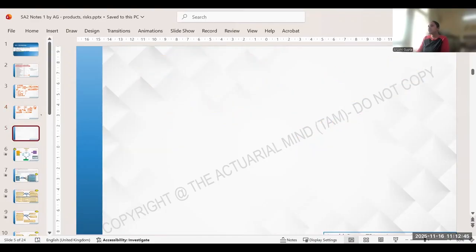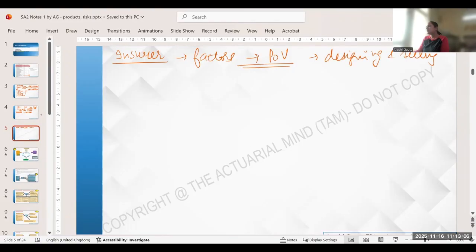Now, if I talk about the insurer, what do we think? For any product, what are the factors that the insurer is going to think of, in deciding whether they should launch a product, design it, sell it, etc.? So what are the factors that they will think of in designing and selling a product? Profitability. Yes, it's very important. Marketability. Correct. It is important.